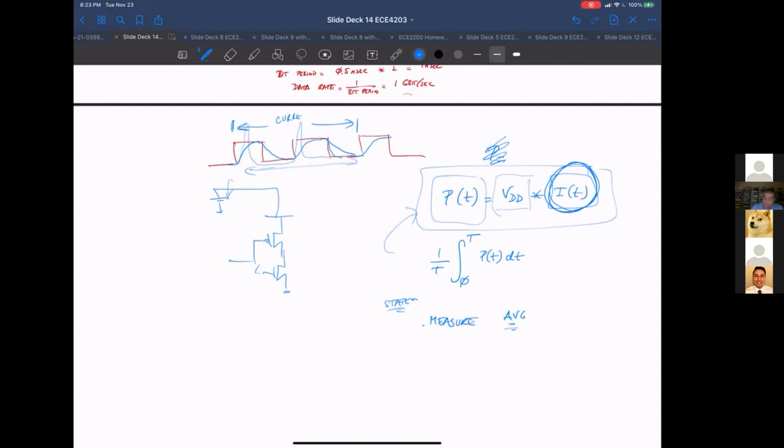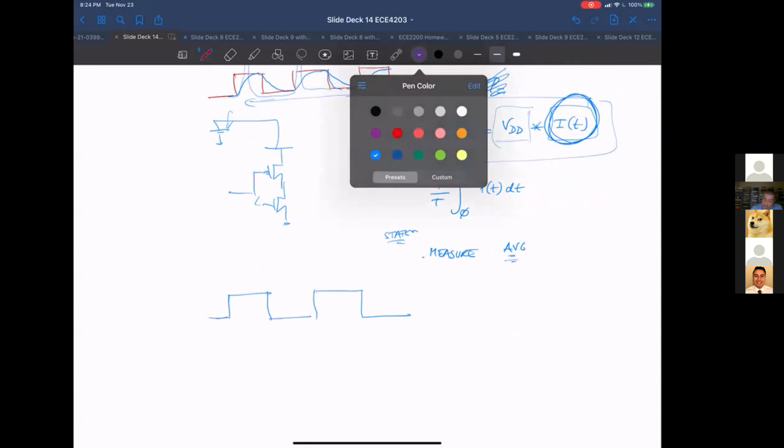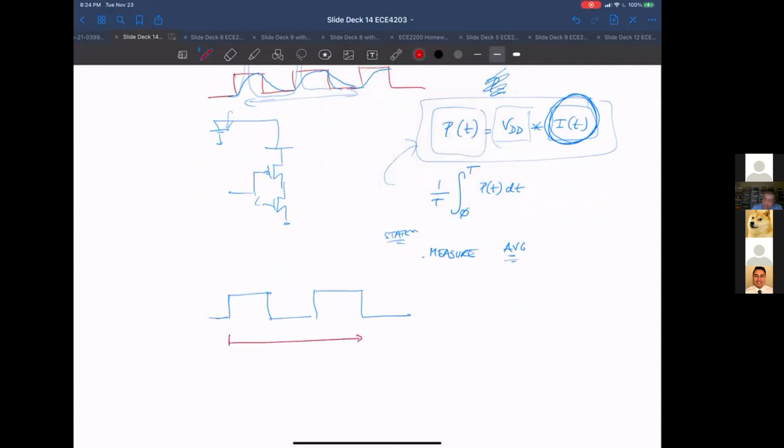Another thing to be careful about when you're doing those kinds of sims, or trying to calculate average power, is if you do something like this: if you take your time period from here to here, notice you get two rising transitions and only one falling transition.